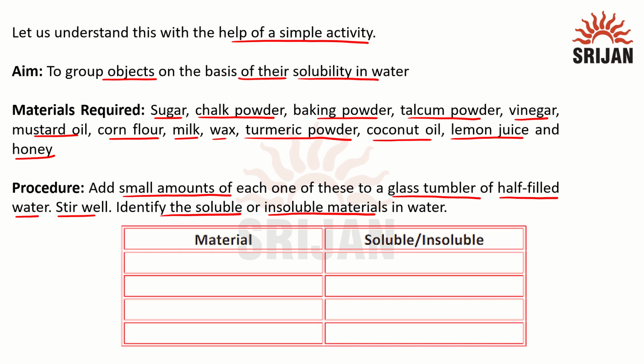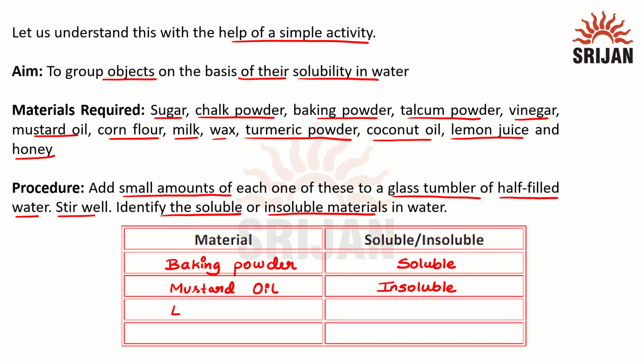For example, if I take a simple example of baking powder. Baking powder is readily available in everybody's house. So if I put it in water and observe, it will be soluble in water. But on the other hand, if I put an oil like mustard oil, this mustard oil will form a different or separate layer. So we can tell it is insoluble in water. It will not dissolve. It forms a layer above the water.